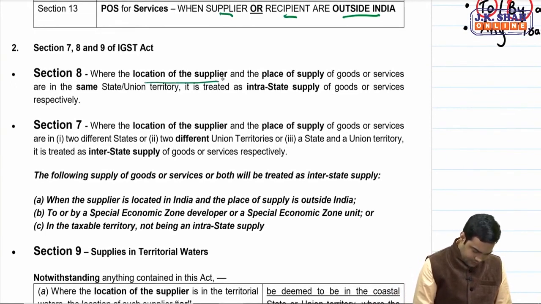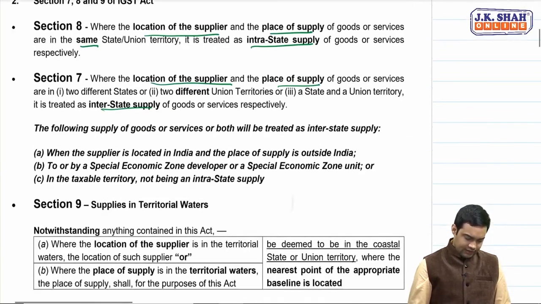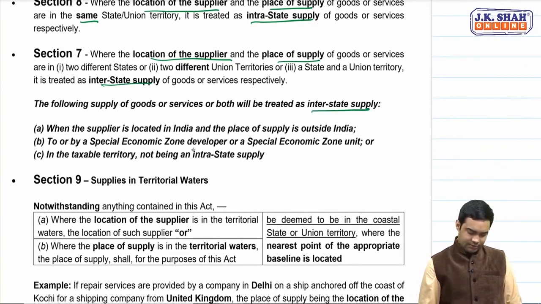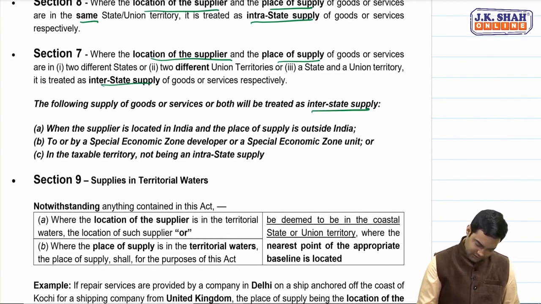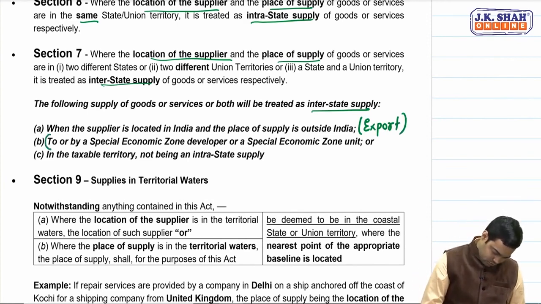Location of supplier and place of supply in the same state is intrastate supply. If it is in different states, then it is called interstate. The following are always treated to be interstate supply: where the supplier is located in India and place of supply is outside India, within bracket you can write export. To or by, circle the word to, circle the word by.